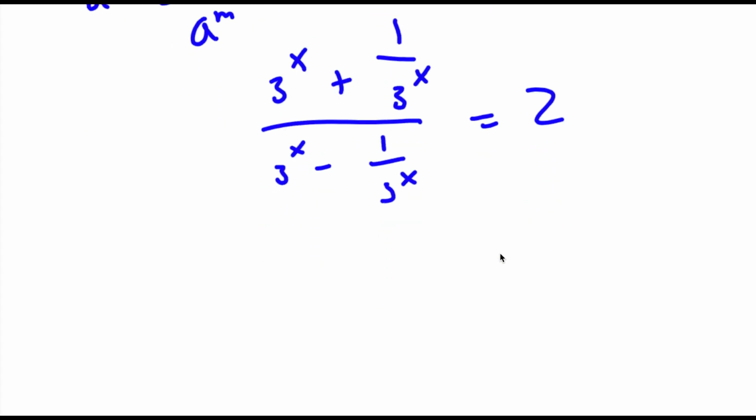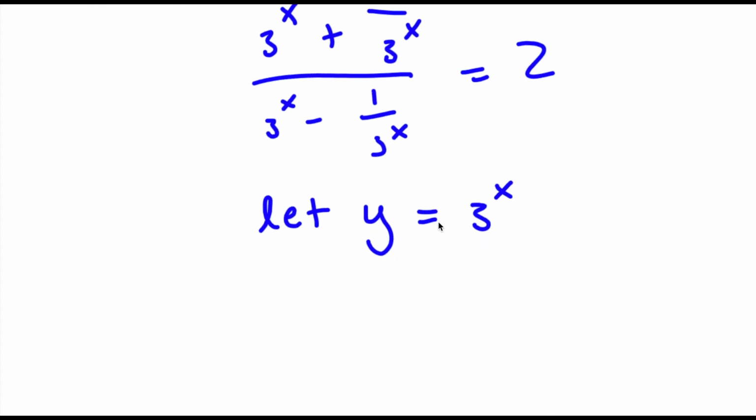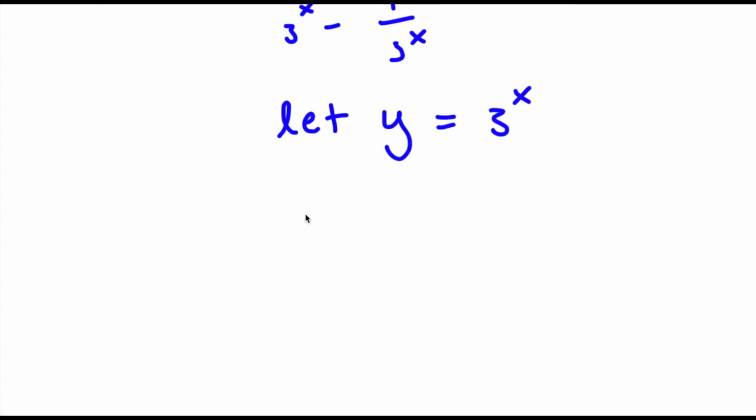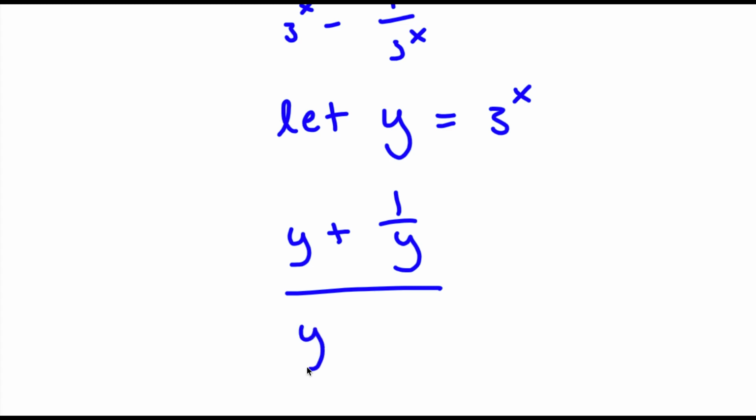So now I'm going to let the variable y equal 3 to the power of x. Now if I substitute in y for 3 to the power of x, I get y plus 1 over y, minus 1 over y. And this is equal to 2.